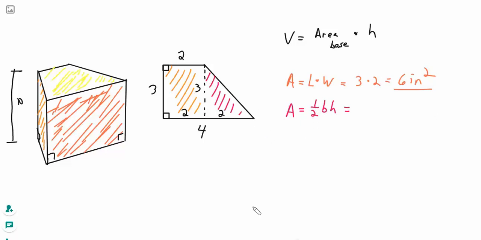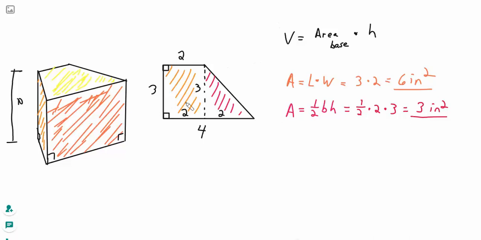So we have, in fact, 1/2 the base is going to be the 2. So 1/2 times 2, and then times our height, which is 3. 1/2 times 2 is going to be 1. 1 times 3 is 3. So we end up with 3 inches squared for the triangle.